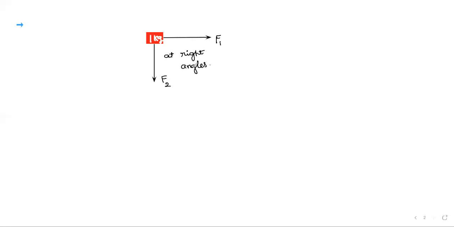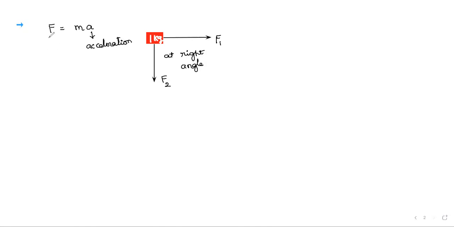Okay, right angle to each other. Actually, when force is applied, the body should move with an acceleration A such that F equals M into A. I think all of you know one formula in terms of acceleration. Do you know this formula? M into A, F equals to? Yes, sir. Good. F equals MA, where A is acceleration. We know this equation from school.